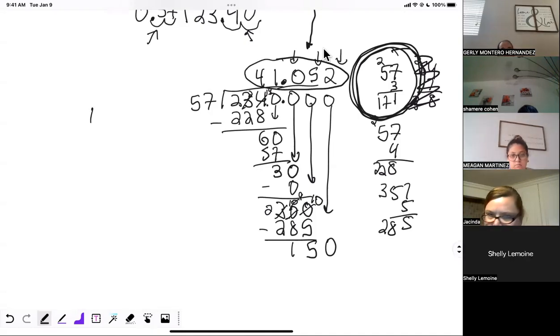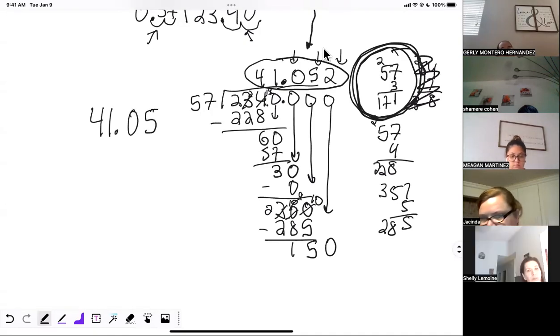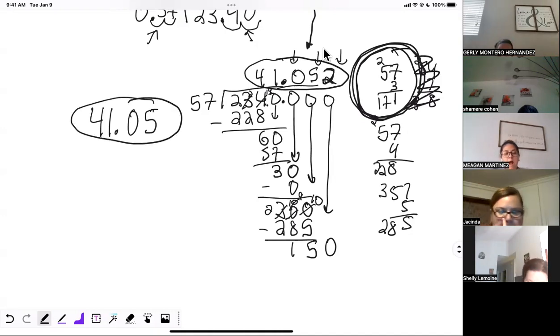So my rounding is 41.05. Tenths, hundredths, 2 means that the 5 stays. I don't round up. And that would be my rounding answer. And this kind of problem probably goes on for a while before it ends. And that's when they tell you to round. So you had a perfect question at a perfect time.